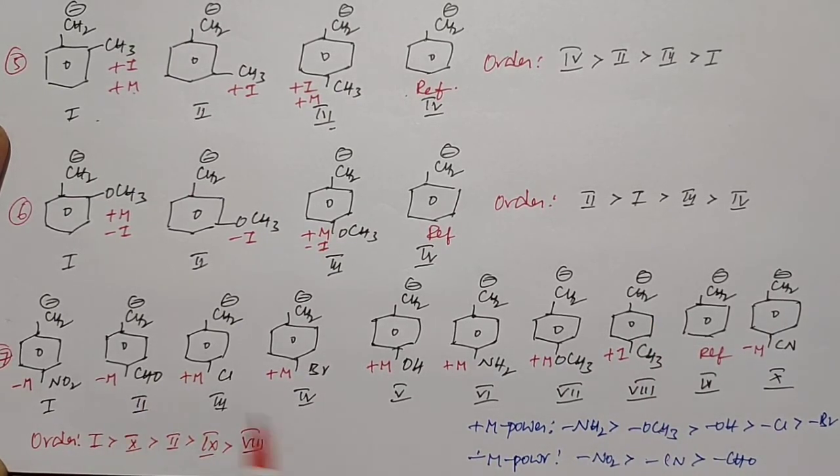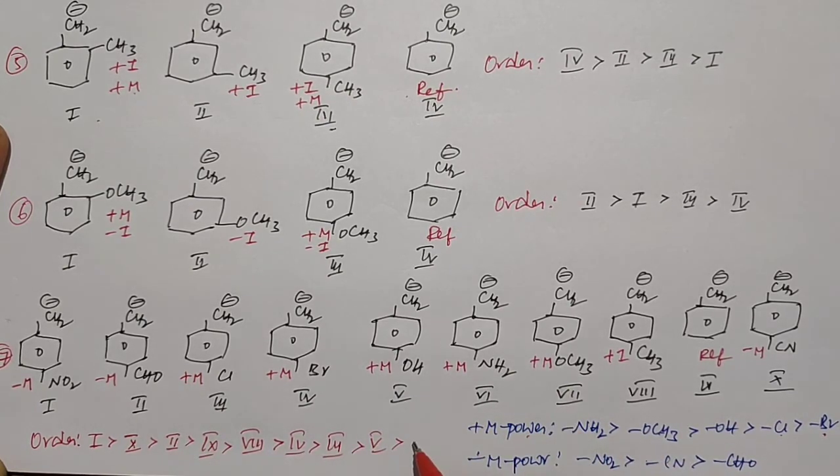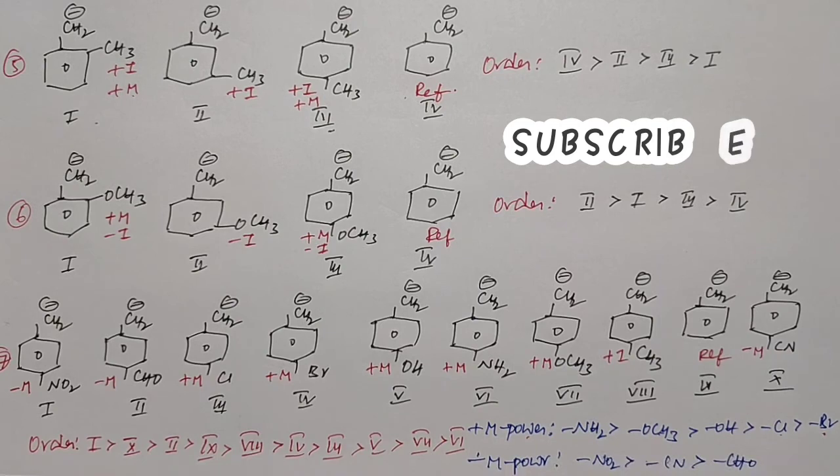After that we need to take the remaining compounds. In the plus M power, bromine is the least, so it is the next position. After chlorine, after alcohol, after methoxy, the seventh structure, and at last is amine, the sixth structure. So this is the order of stability of the given compounds.